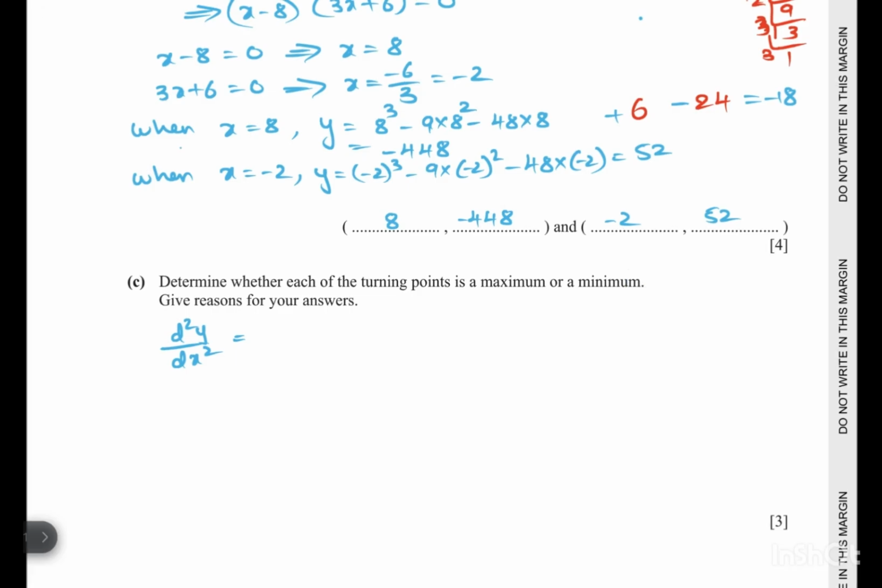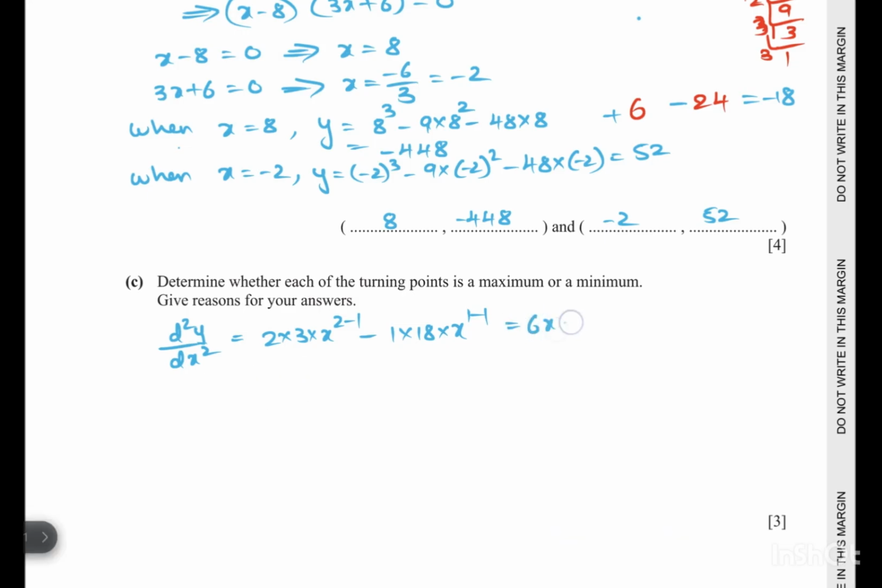So differentiate that. 2 into 3 into x raised to 2 minus 1, minus 1 into 18 into x raised to 1 minus 1, and the constant will not have any differentiation. So 6x minus 18 will be the differentiation here. Now taking x values. So when x is equal to minus 2, 6 into minus 2 minus 18 is minus 12 minus 18, which will be equal to minus 30. So minus 30 is less than 0.